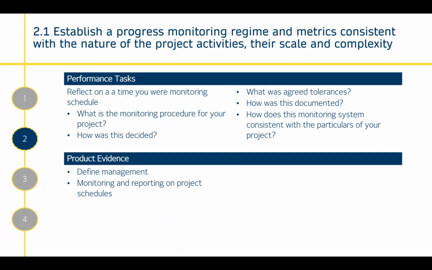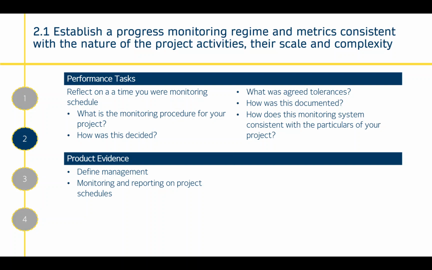Moving on now to the second outcome, which is about monitoring progress. So 2.1, establish a progress monitoring regime and metrics consistent with the nature of project activities, their scale and their complexity. So we're now moving on to the project delivery stage. So outcome 1 is project planning, outcome 2 is project delivery. So the project is now ongoing.